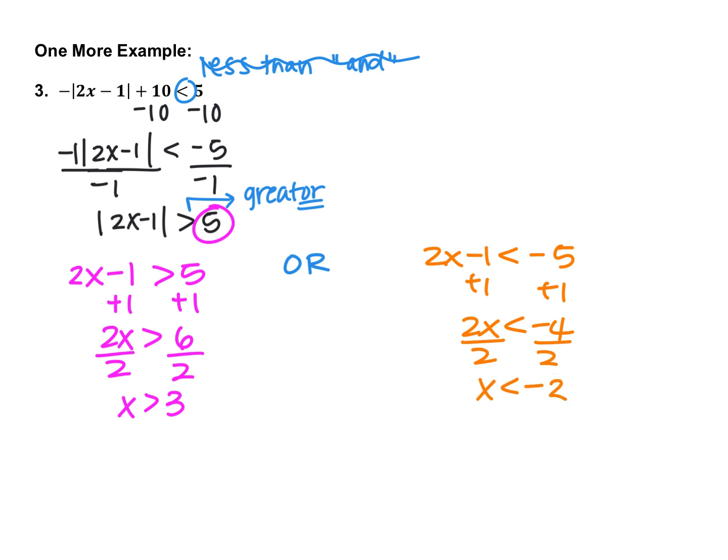Okay, this is now an or statement. So am I going to write my answer together or leave it separate? Separate. Leave it separate. So I have x is greater than 3 and x is less than 2.